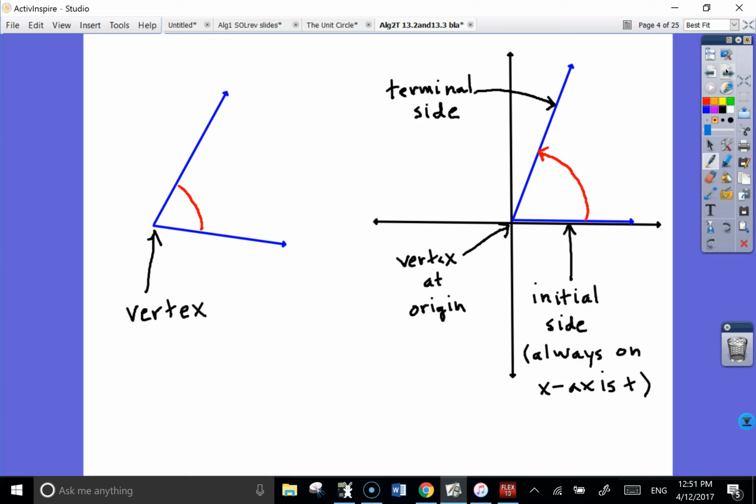So if we go to the coordinate plane, we're going to take that angle, or any angle, and we move it so that the vertex is on the origin, and so that one side of the angle is on the positive x-axis. That's called the initial side of the angle. So this piece of it is never going to change. Now the other side of the angle, wherever it is in the coordinate plane, that's called the terminal side. So you got an initial side and you got a terminal side.